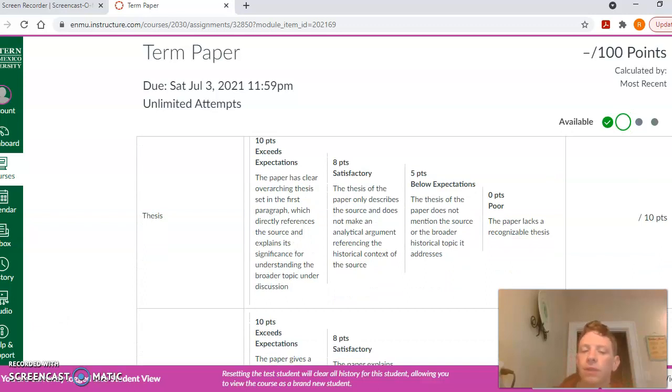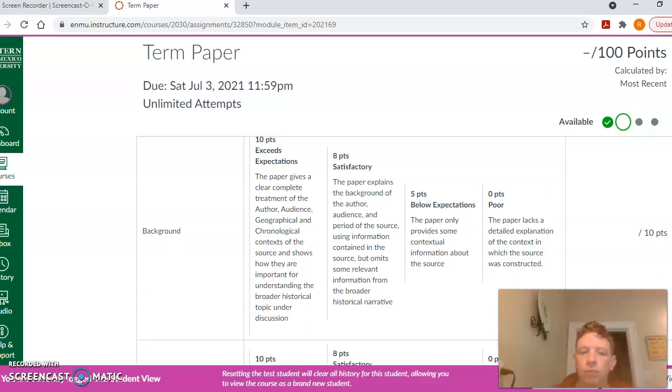Thesis, this is one of the most difficult parts of the paper. I've talked a little bit about the thesis already, but in the end, make sure that the thesis explains both the text and how the text fits into the time period in which it was written. That's the key: connecting the close-in focus of the individual text and the broader lens of what was going on in this society at the time.